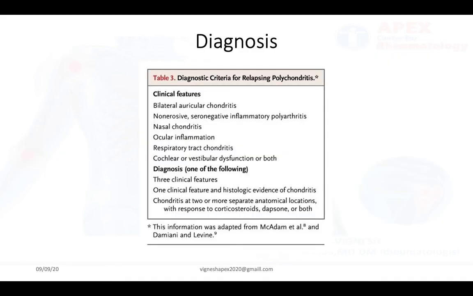So the diagnosis is based on the McAdams criteria and Damiani-Levin criteria. So Damiani-Levin criteria is for the diagnosis of DASH. This could be an MCQ. McAdams criteria is a diagnosis of which disease? RP. So if you don't know this name, you would obviously miss this MCQ. So please remember this. So the criteria is including the common features as you see here: chondritis, arthritis, nasal chondritis, ocular inflammation, respiratory tract chondritis, and cochlear or vestibular dysfunction or both. Okay, so this is what you should know. Don't forget McAdams and Damiani, right?